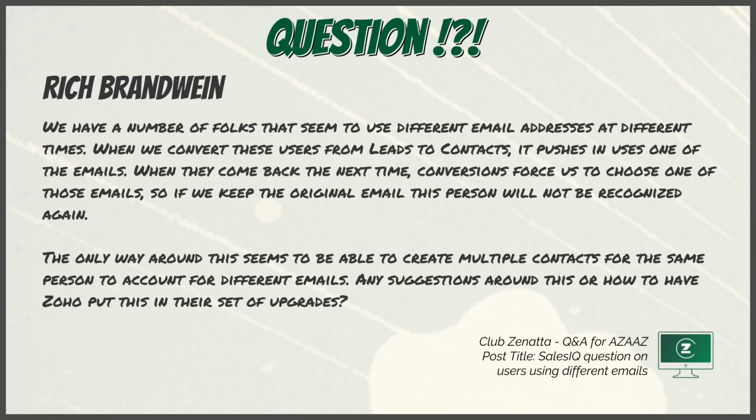All righty. And Rich Brandwine says, we have a number of folks that seem to use different email addresses at different times. When we convert these users from leads to contacts, it uses one of the emails. And when we come back the next time, the conversions force us to choose one of those emails. So if we keep the original email, this person will not be recognized again. The only way around this seems to be to create multiple contacts for the same person to account for different emails. Any suggestions around this, or what we have to put to Zoho, or how to have Zoho put this in their set of upgrades?